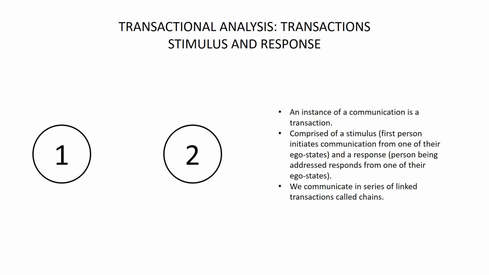In transactional analysis, an instance of communication is known as a transaction. Transactions are made of a stimulus, which occurs when a person initiates communication from one of their ego states, and a response, when the person they were addressing responds from one of their ego states. The standard way people communicate is in a series of linked transactions known as a chain of transactions.